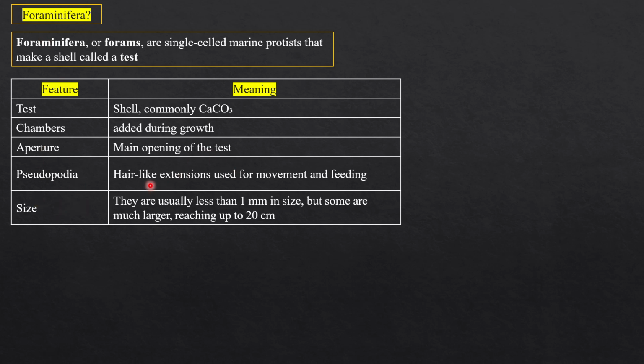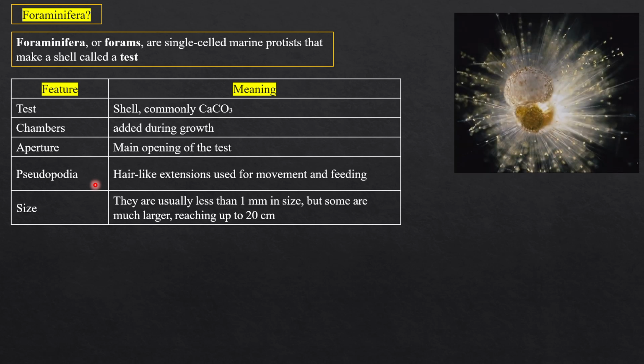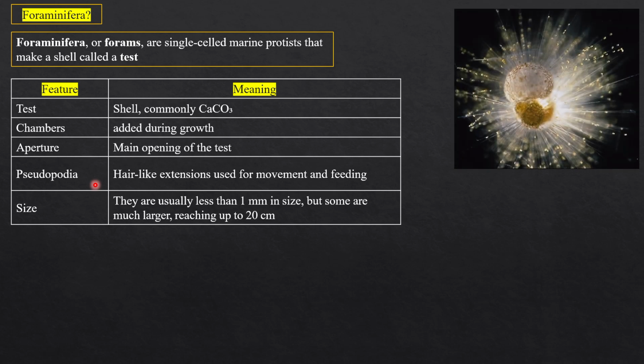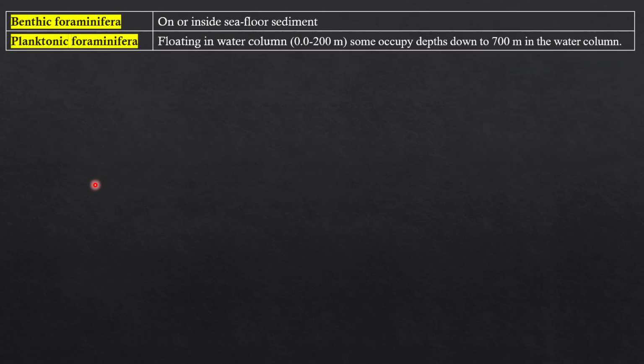Mainly, pseudopodia are hair-like structures with which they move, feed, or attach onto the seafloor, mostly in benthic forams. In size, they are mostly less than 1 millimeter, but some are much larger, reaching up to 20 centimeters. This is a foraminifera test in an SEM image. Then we have benthic forams, which are stuck on the seafloor, and planktonic forams, which are free dwellers in the open ocean.